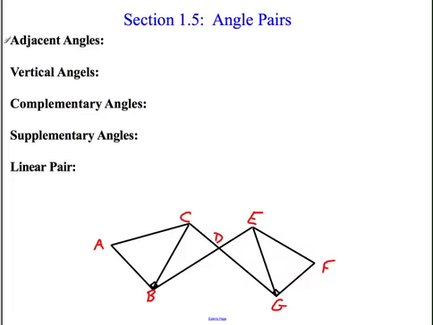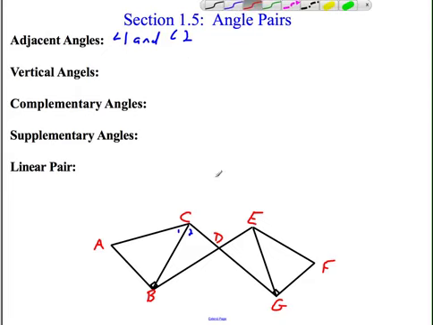1.5, be able to name all of these angles. So adjacent angles are just next to each other. So maybe we can find, there's adjacent angles everywhere. I'm going to number them. Here we go. 1, 2. Those are adjacent angles. They share the same side. So 1 and 2 are adjacent.